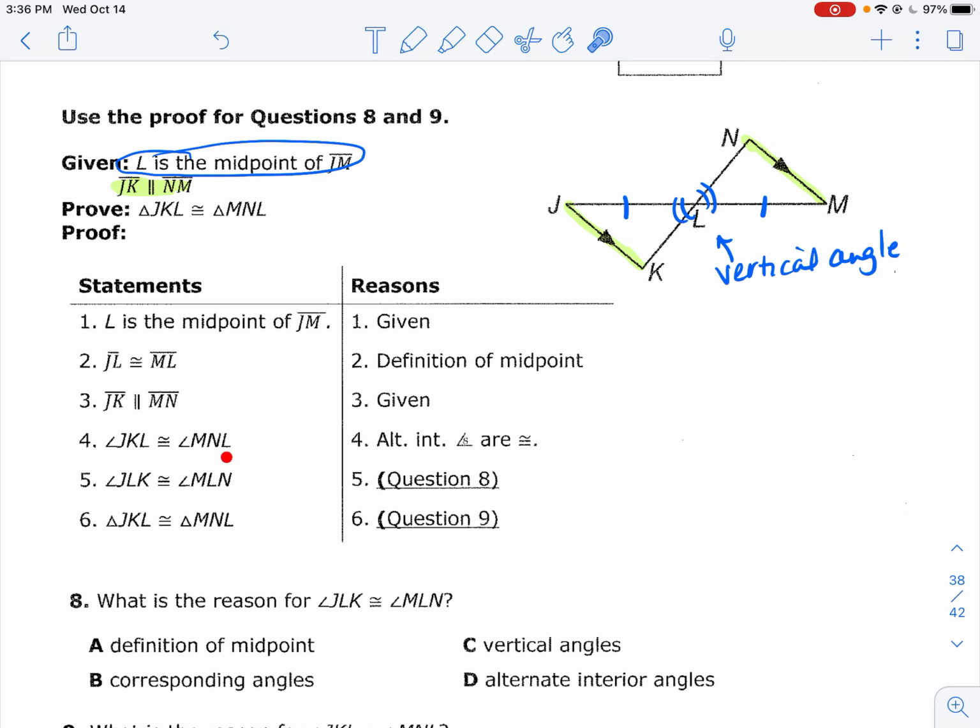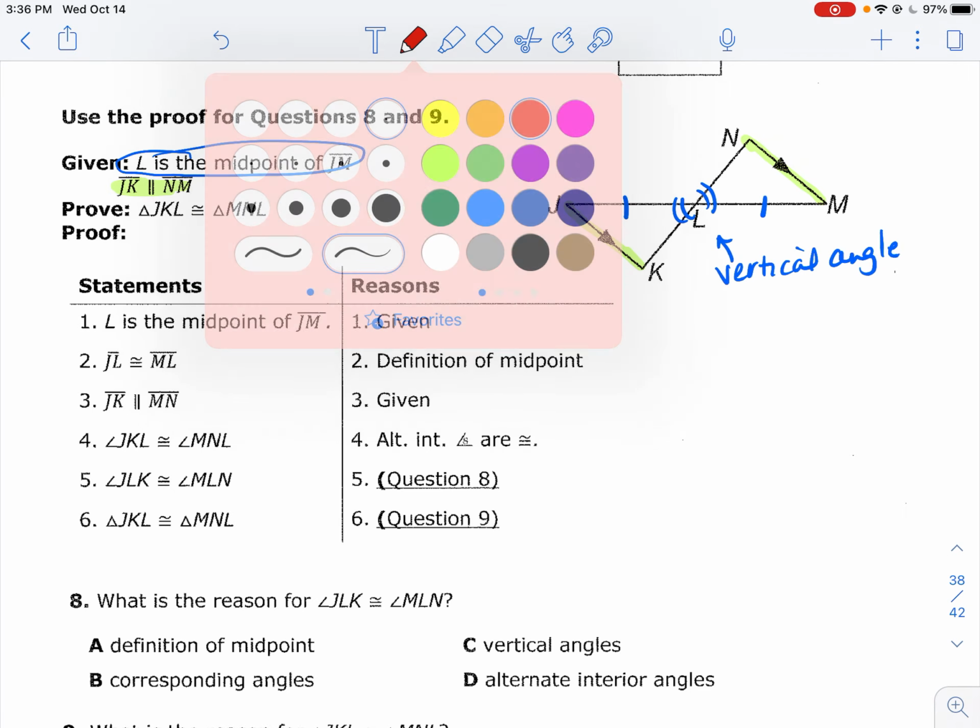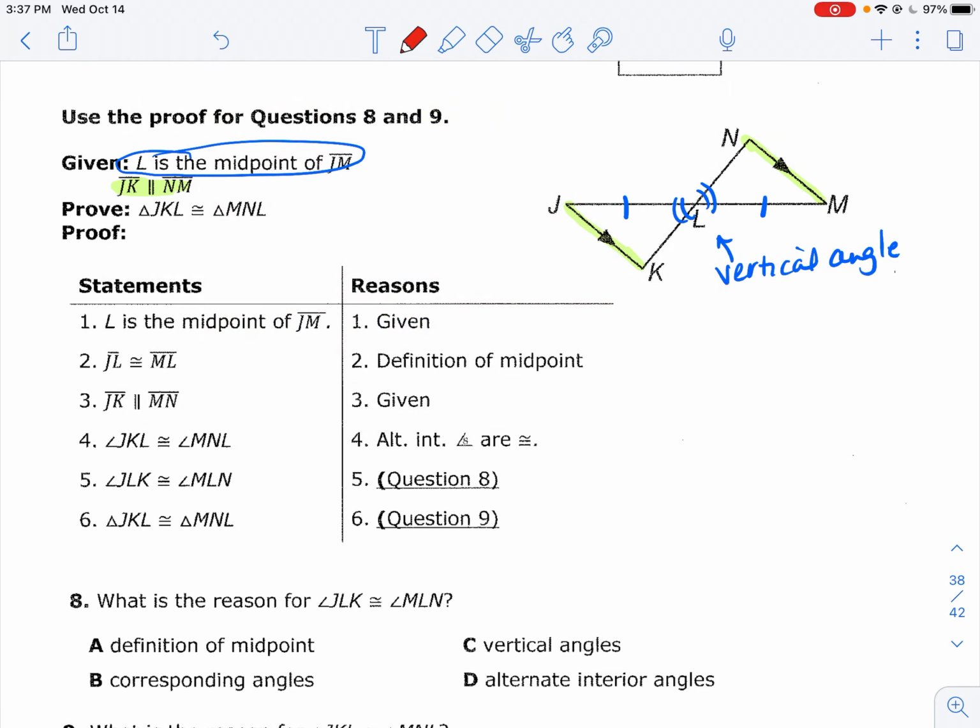JKL, this angle, is congruent to MNL, so let's mark it. And that's telling us that alternate interior angles are congruent. So JKL, this angle here, is congruent to MNL. These are our alternate interior angles. Okay, so then we've got the next statement, JLK is congruent to MLN. Well, we've already said that, because these are vertical angles.